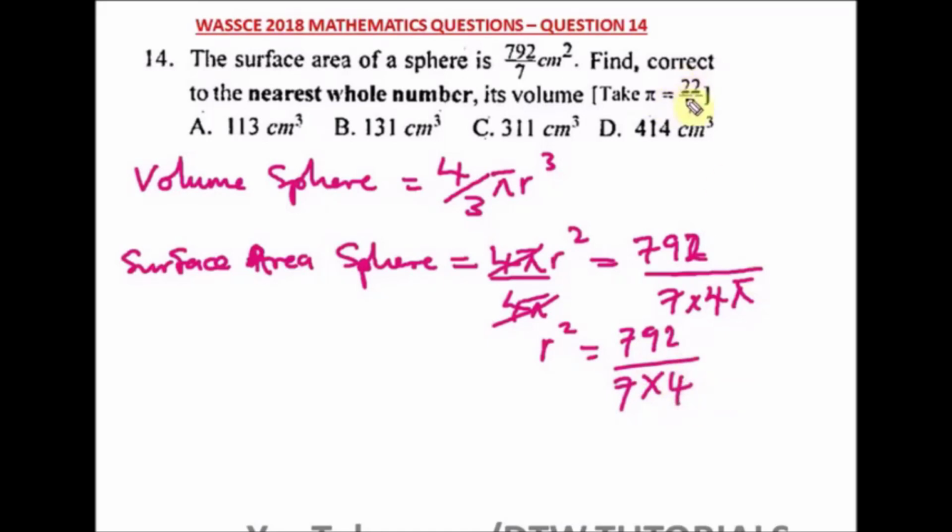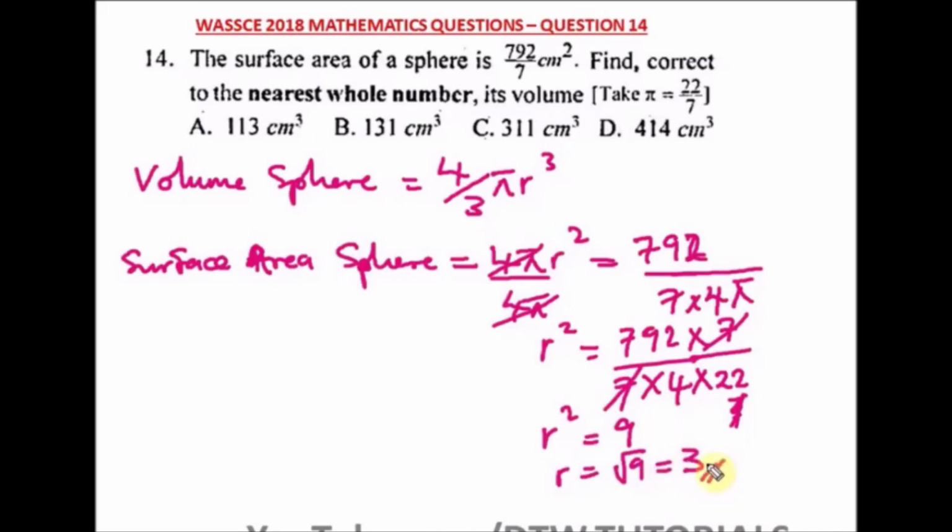And we're given pi as 22 over 7. Since we're dividing, we have to invert, so it will be times 7 here. So the 7 here can cancel this 7 here, and we're left with 792 divided by 4 times 22, that's 88. If you punch it in your calculator, you get 9. So r square is equal to 9, and r is the square root of 9, which is 3. So r is 3 centimeters.